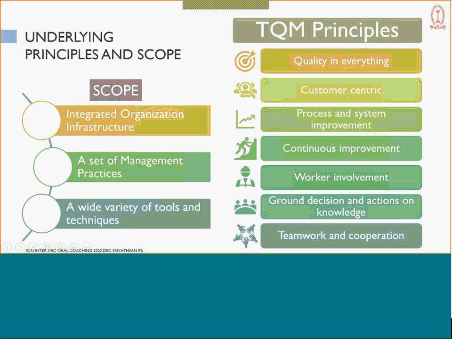Principles and scope of TQM. Scope, integrated organization infrastructure. The company as a whole should work together. It is not just the production department doing a quality improvement exercise, but the company as a whole. Think about multiplexes, right? It's so neatly, so well maintained, right from the restrooms, so cleanly, so elegantly, because it attracts more people. Toys are known for their quality, so they sell at a very high cost, and still they get a lot of customers. They maintain goodwill.